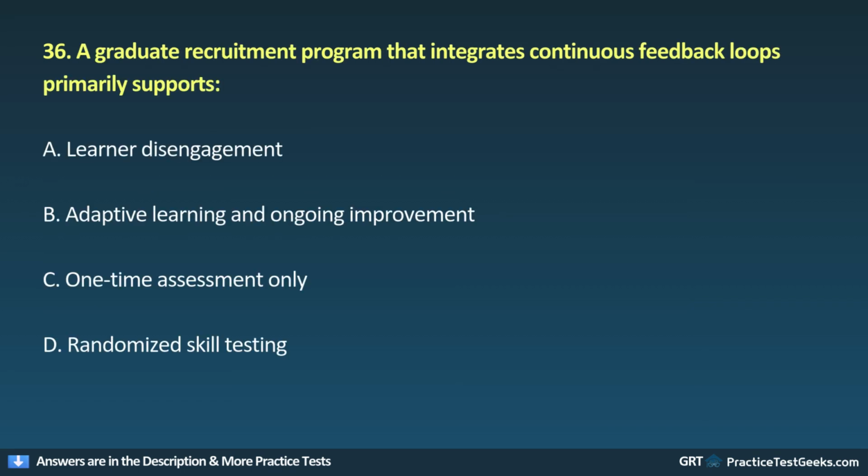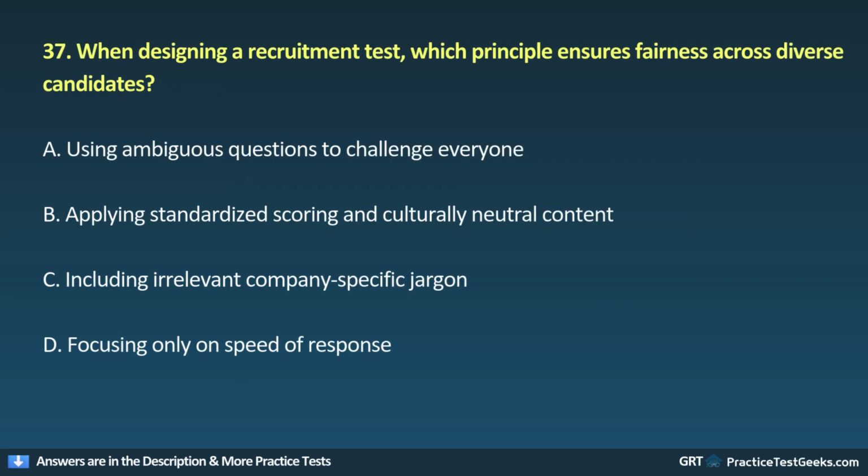36. A graduate recruitment program that integrates continuous feedback loops primarily supports A. Learner disengagement. B. Adaptive learning and ongoing improvement. C. One-time assessment only. D. Randomized skill testing. 37. When designing a recruitment test, which principle ensures fairness across diverse candidates?